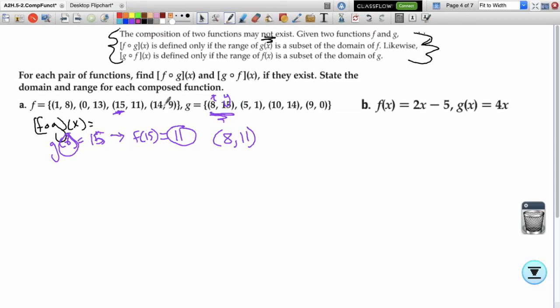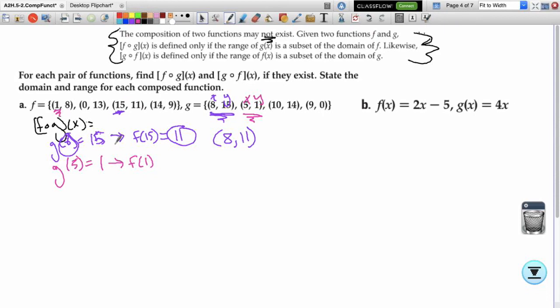So I look at my g's first because I need to check out what's going on with my ranges and my domains. So I'm going to come over here. I'm going to take my x value. I'm going to do g of x first. So I'm going to do g of this x value, which is 5. Okay. Now g of 5, if that's the x, the y value is going to have to be 1. I'm going to look, is 1 an x value in my f function? So if I look over here, oh yeah, it's right there.